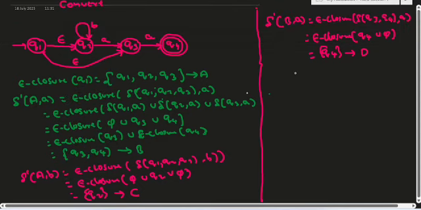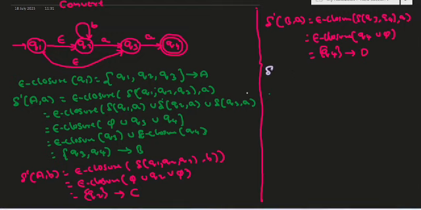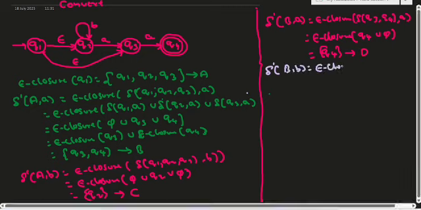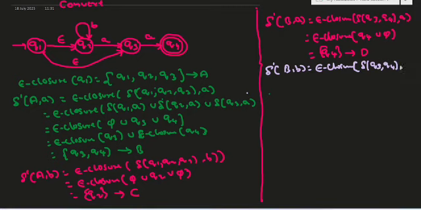Okay. Now delta dash of B comma B, which is equivalent to epsilon closure of delta of Q3 comma Q4 comma B. When B is applied, what is the only possibility? B cannot be applied in either Q3 or Q4. So the entire result will be pi.